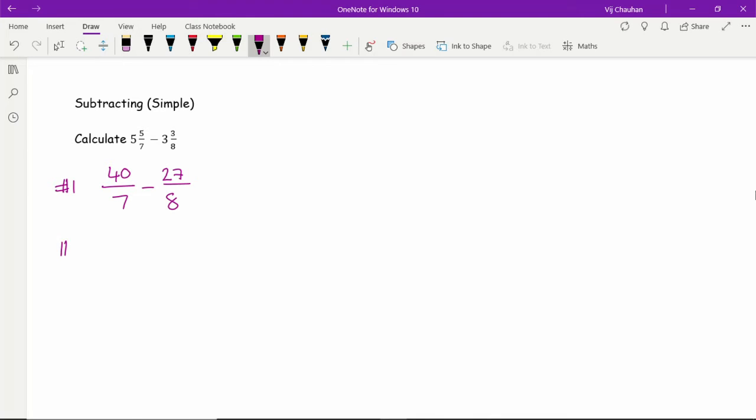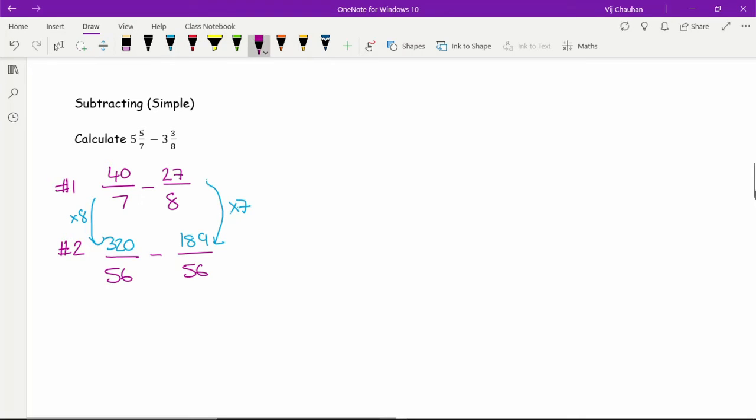Then we want to try and get a common denominator. So in this case, it's going to be 56. So then I need to multiply this fraction. Now let's just get rid of that. So we're going to multiply this fraction by 7 and this fraction by 8. So I've got 40 times 8, which is 320, and then I've got 27 times 7, which gives me an answer of 189.